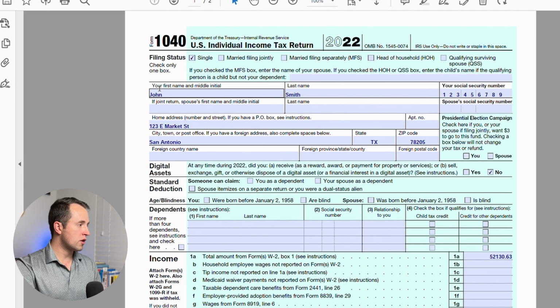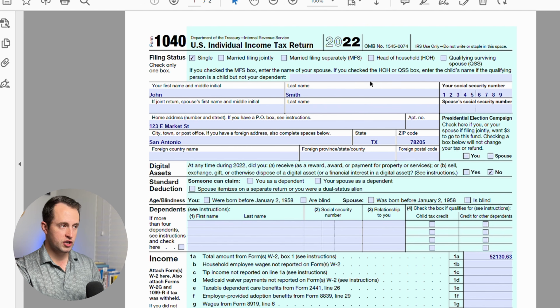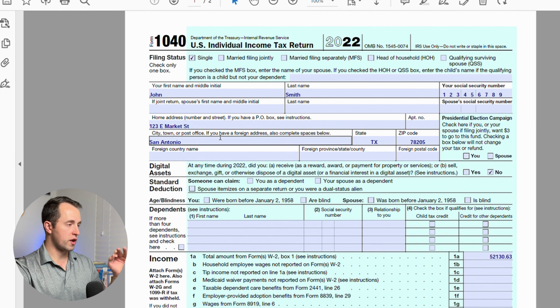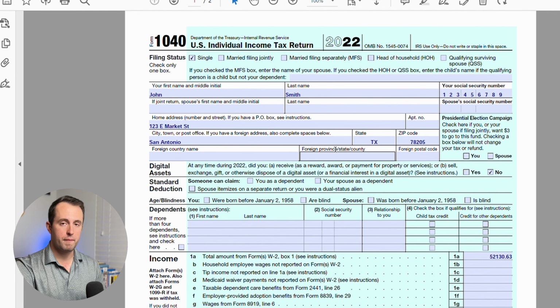And then the next part is going to be putting your first name, middle initial, as well as your social security number. For this example, this form is going to be filled out by John Smith, social security number 123456789. Then you're going to put your home address, as well as the city, state, and zip code. Now, if you are filing from overseas, you're going to make sure you're putting the foreign country name, province, as well as the foreign postal code.